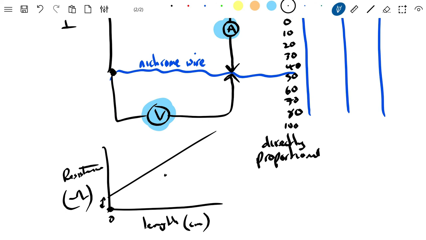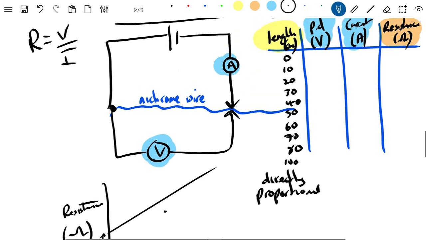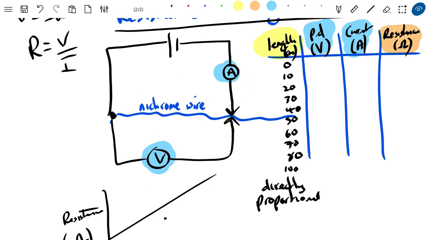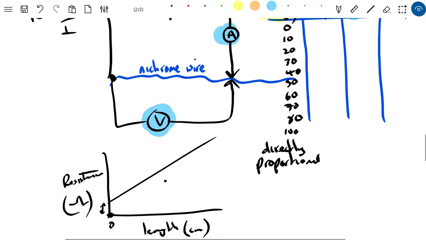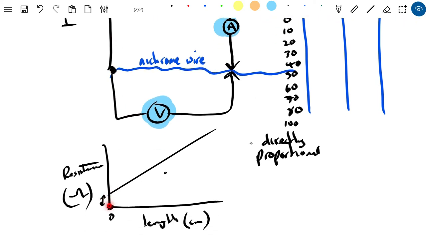Now what happens there is, because in real life, all of these wires actually have some resistance. The circuit has a little bit of resistance. Occasionally you might get this, and that will be called a zero error, because that means that when our length is 0, we're not getting the 0 value that we'd expect for the resistance.